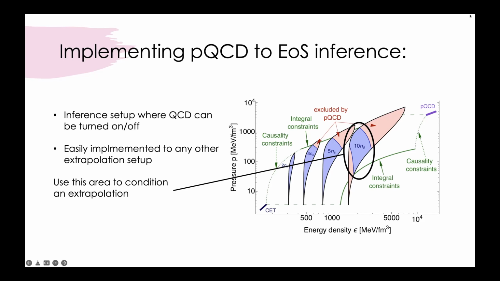because that requires that you impose the QCD constraint already from the beginning on creating your prior. But we wanted to use this region here at 10 saturation densities to constrain our prior after the fact. So what we do is we do an extrapolation here of the equations of state, and then we can either impose that the equation of state has to land on this area at 10 times saturation density, thus imposing the PQCD constraint, or not, and we can see how this works.